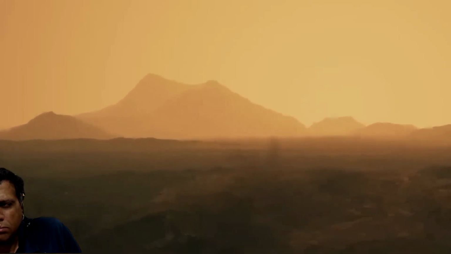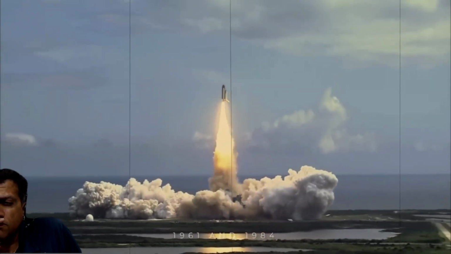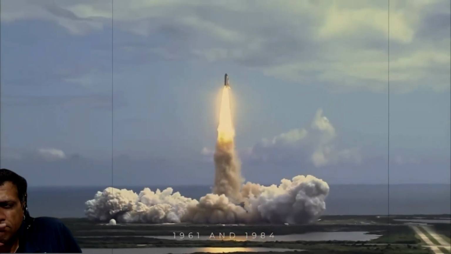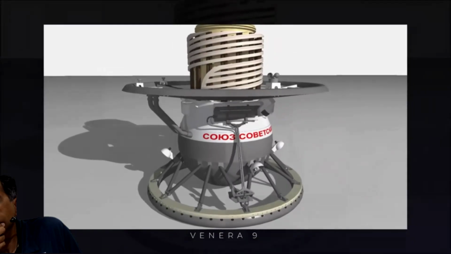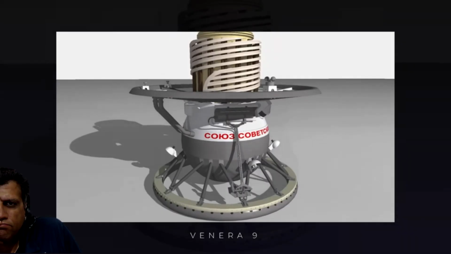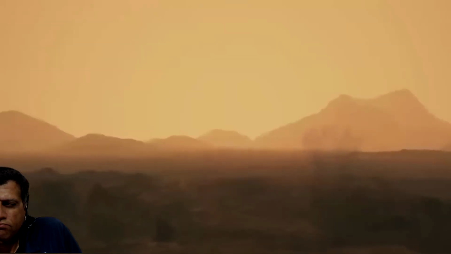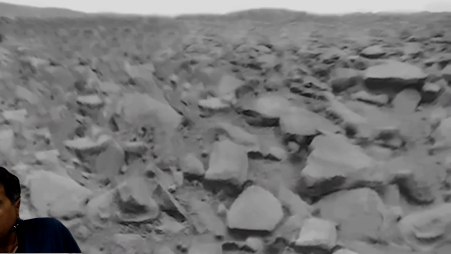But the Soviets tried it anyway. Between 1961 and 1984, the Soviet Union launched more than a dozen probes toward Venus. Most failed. A few burned up in the atmosphere. Some missed the planet entirely. But in 1975, something incredible happened. Venera 9 touched down. It didn't just survive for a few seconds, it lasted approximately 50 minutes before succumbing to Venus's extreme heat and pressure. And in that window, it sent back what no one had ever seen before.